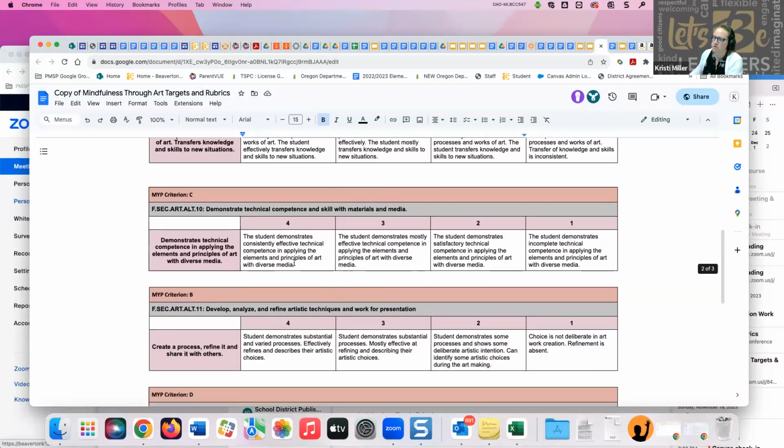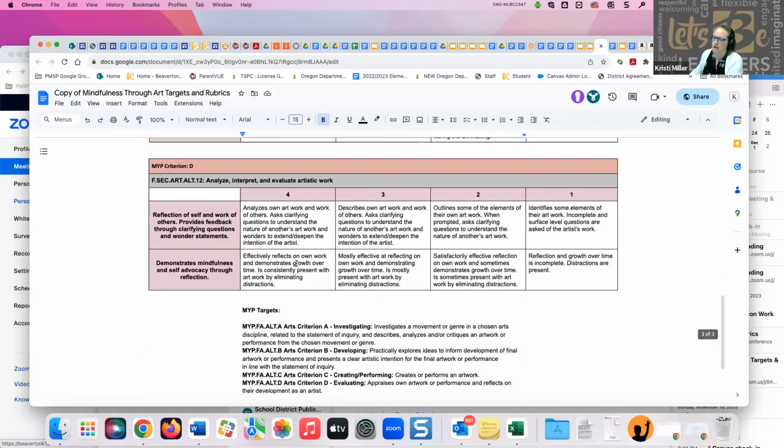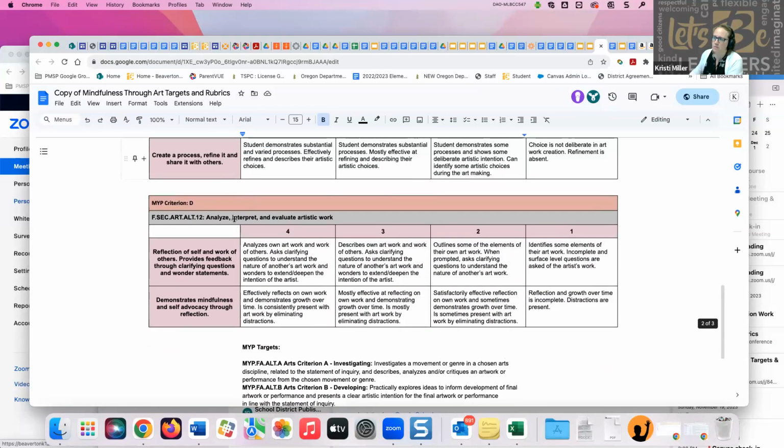So you can see there's several targets here. And some have only 1 line item and some have 2. Of course, chemical reactions had 8, right? It just kind of depends on how big and broad the target is.